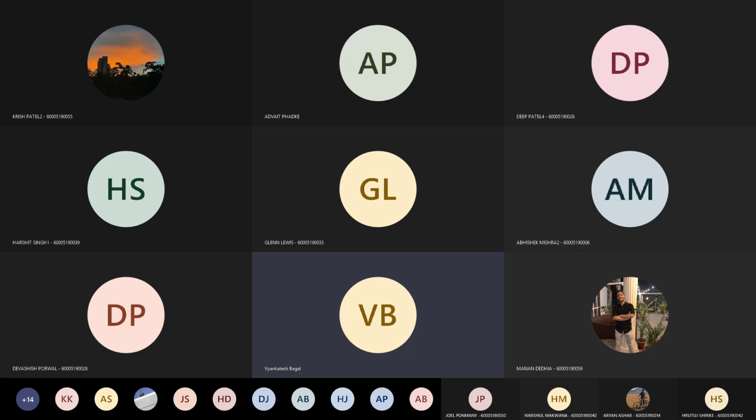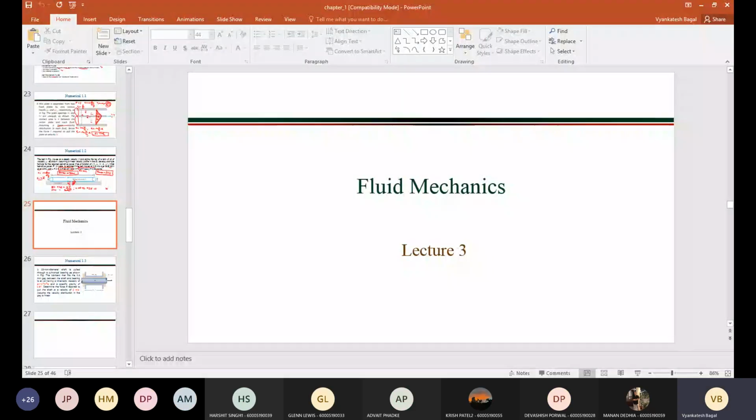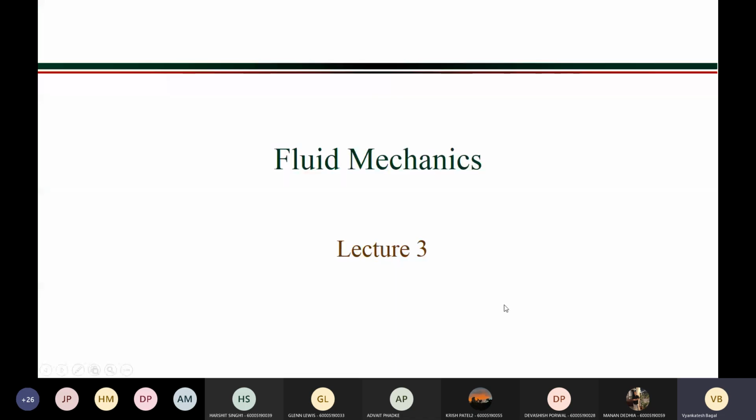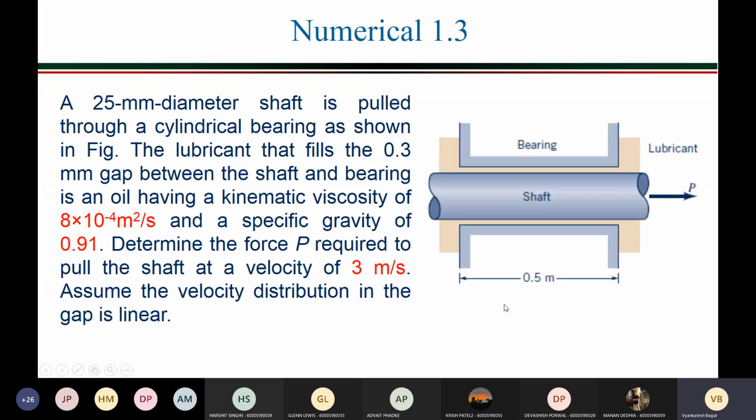In today's class, we'll introduce the remaining properties like capillarity, surface tension, vapor pressure, and we will solve a few numericals based on all these concepts, right? And this will be the last lecture on properties of fluids. Next lecture, I am going to start fluid statics. Clear? So moving further, I want you to solve a few more numericals on viscosity.